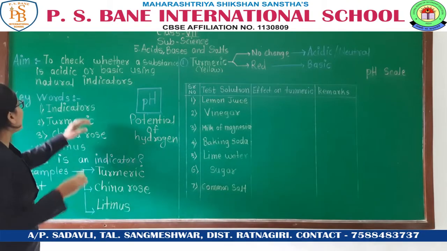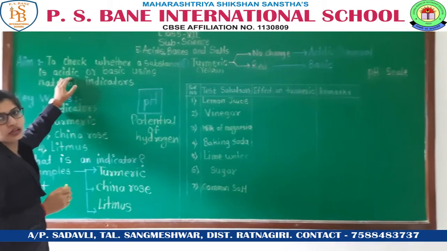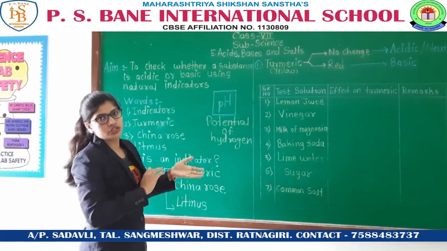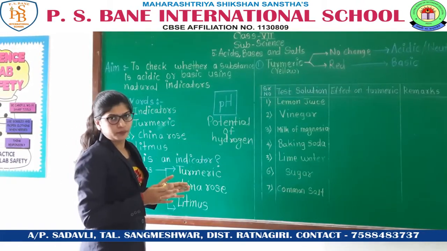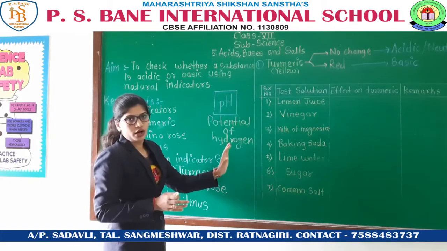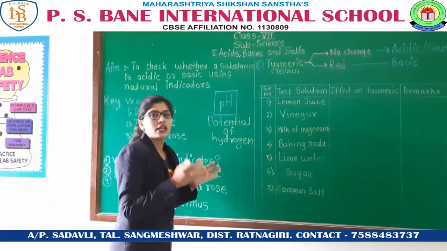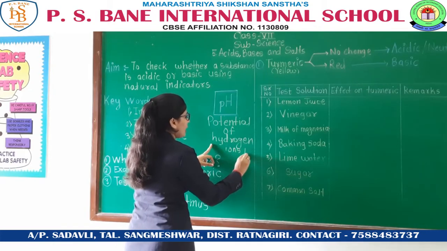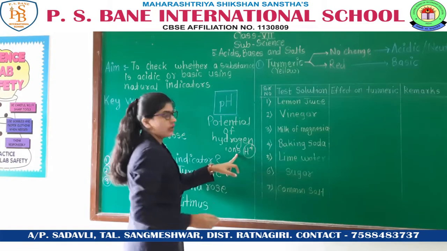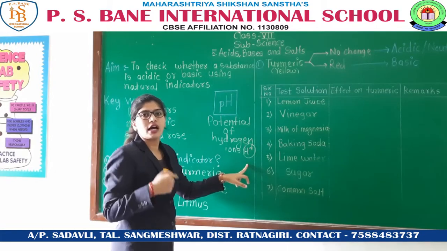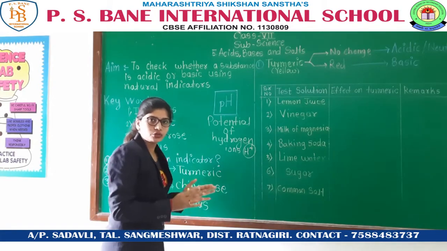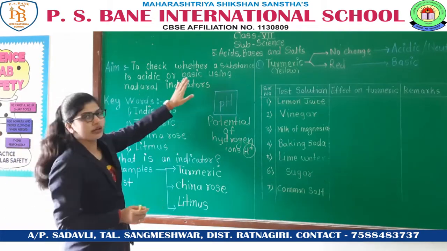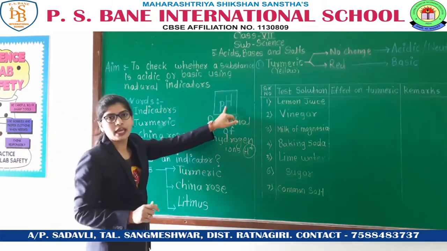We have learned that acidic substances and basic substances contain hydrogen elements. So pH means we are actually checking the concentration of hydrogen ions, H plus. According to that we identify whether the substance is acidic or basic. So, understood about pH?